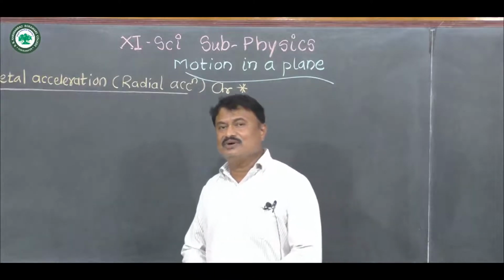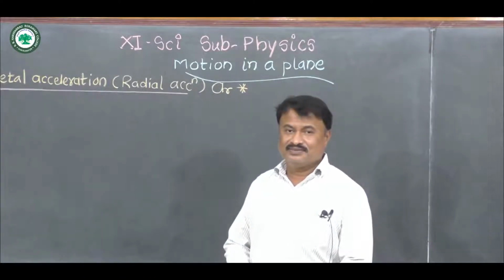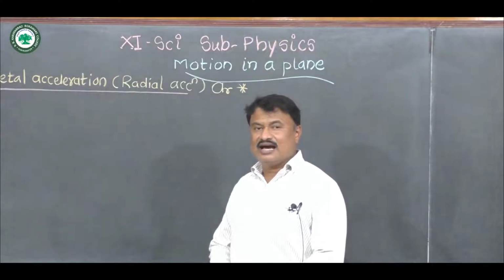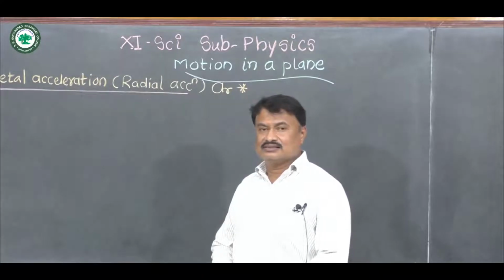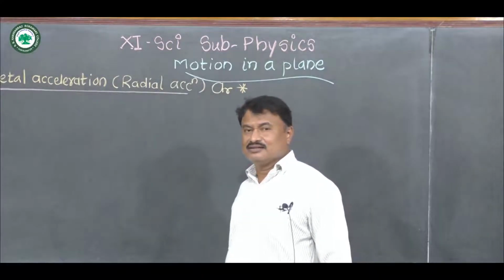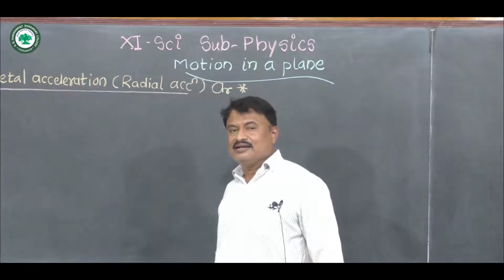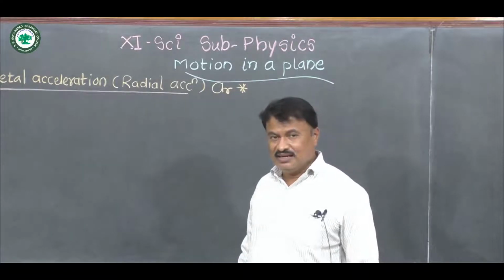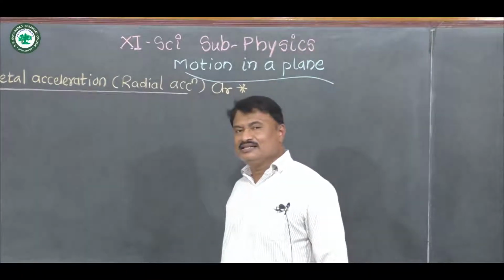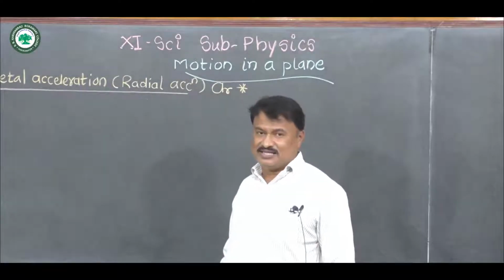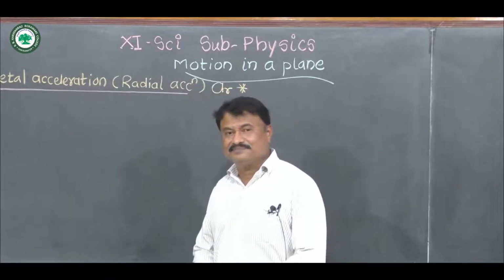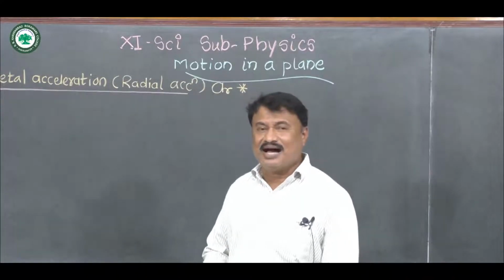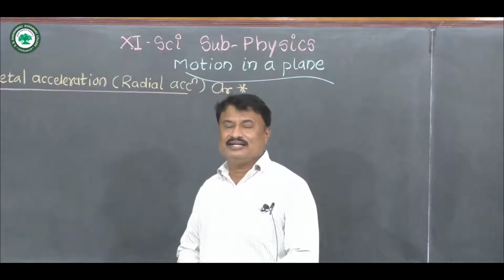In the last lecture, we studied about angular speed. Angular speed means angle per unit time, that is equal to omega. And also in the last lecture we studied about angular displacement, which is shown by theta. This angular displacement is the angle traced by the radius vector per unit time.